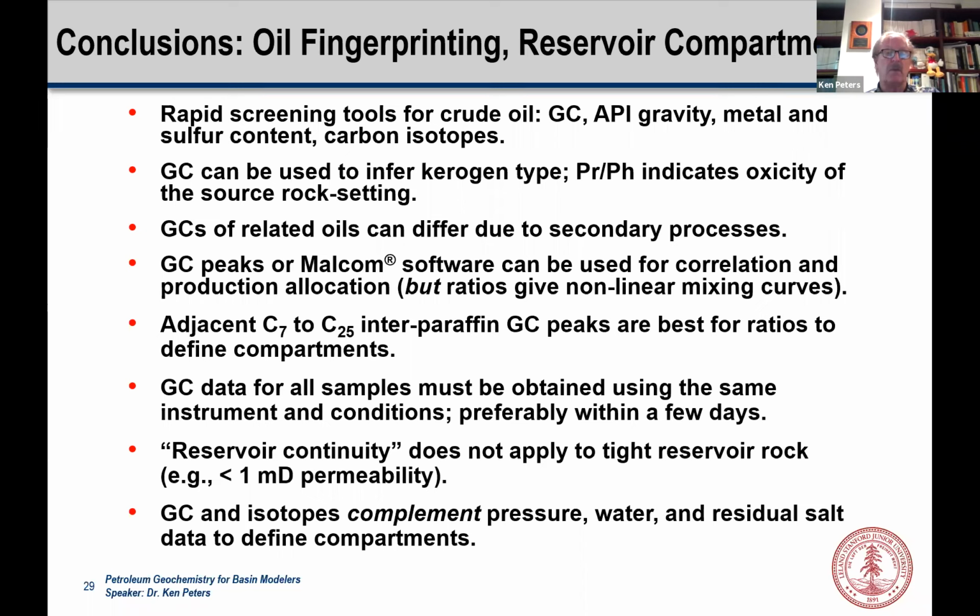GC peaks and Malcolm software can be used for correlation and production allocation. Malcolm is a Schlumberger product. The ratios give nonlinear mixing curves, and I'll talk more about that in a little bit. Adjacent C7 to C25 interparaffin GC peaks are best.